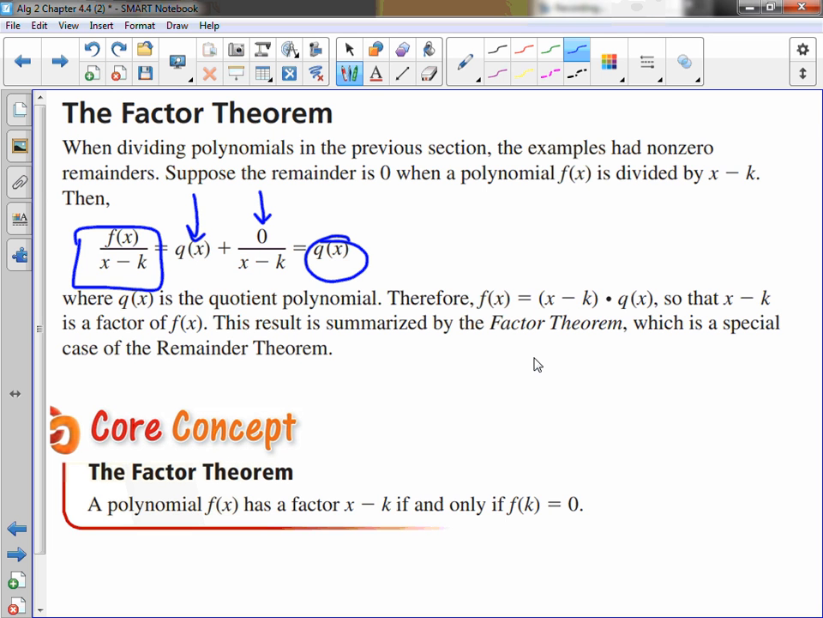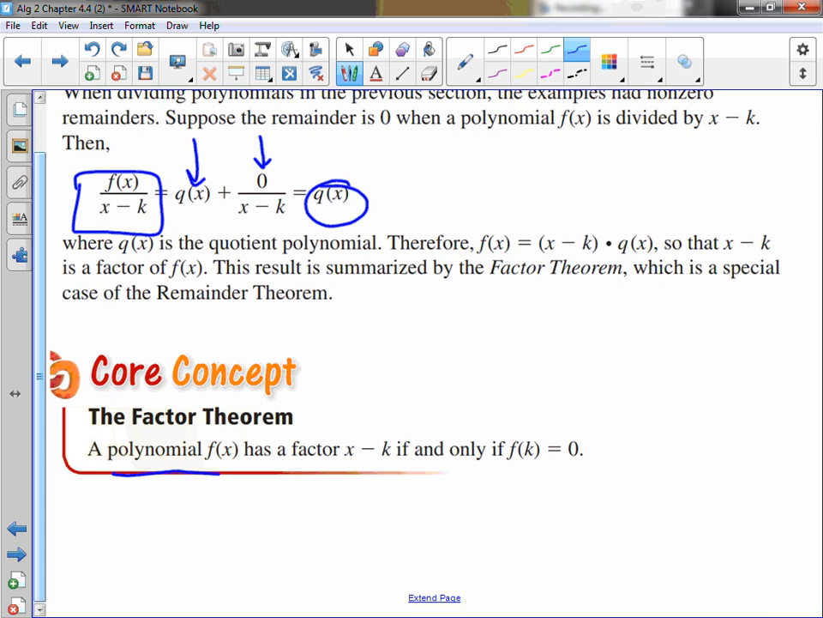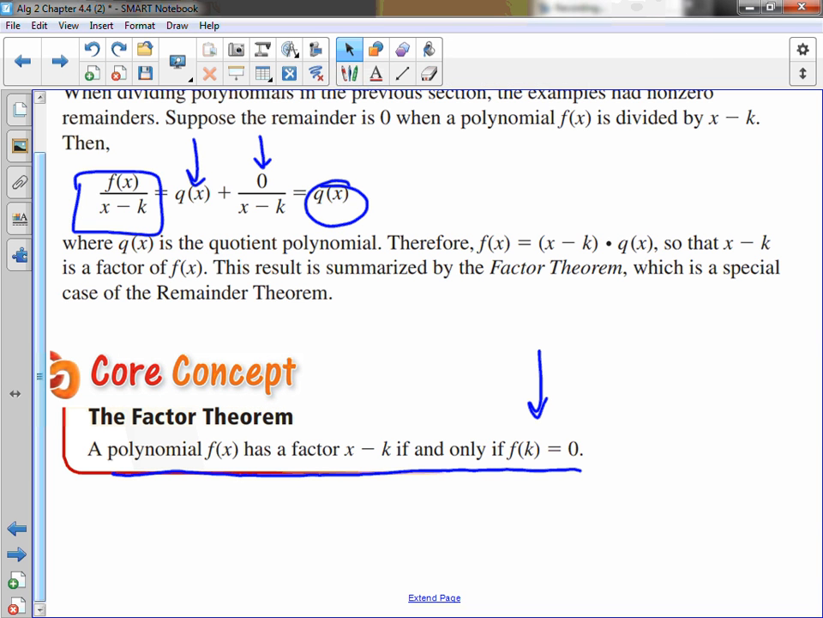That means it will multiply by itself. It's one of our factors. A polynomial f of x has a factor of x minus k if and only if f of k equals 0. So if the remainder, when we divide or plug the number in, is 0, then it is a factor. That's what our factor theorem is.